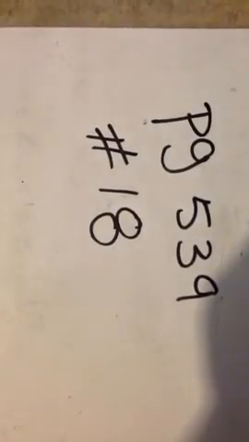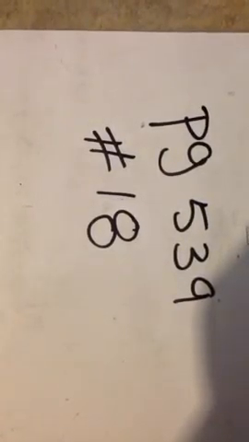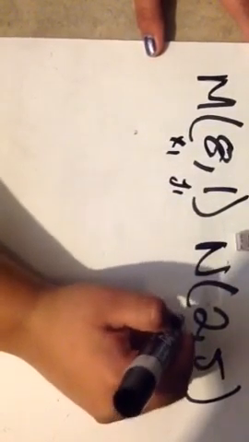Okay, I will be teaching you how to do number 18 from page 539 and section 9.6. First, you need to put your points down, which are M is 8, 1, N is 2, 5. Label them by X1, Y1, X2, Y2.